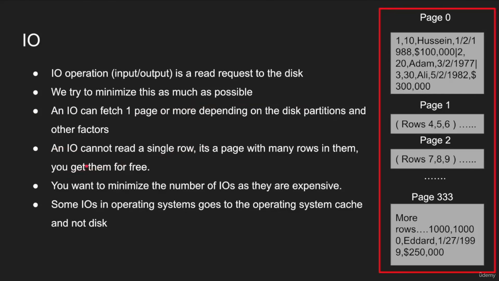I talk about that. An IO cannot read a single row. It's just a page with many rows in them, right? And when you do that, you get many rows for free. You don't get to say, oh, I want this page, but I don't want this stuff. Sorry, you don't get to do that. Oh, I want this page, but I don't want the date of birth. I want this page, but I don't want the names. No, you don't get to do that.